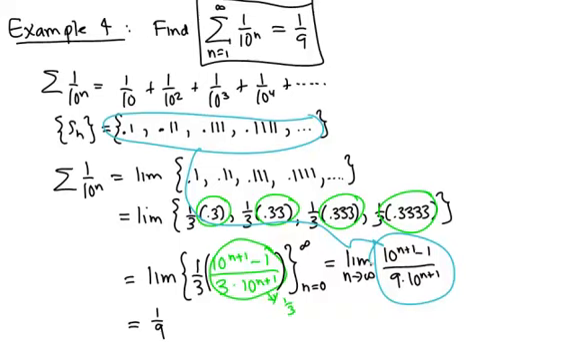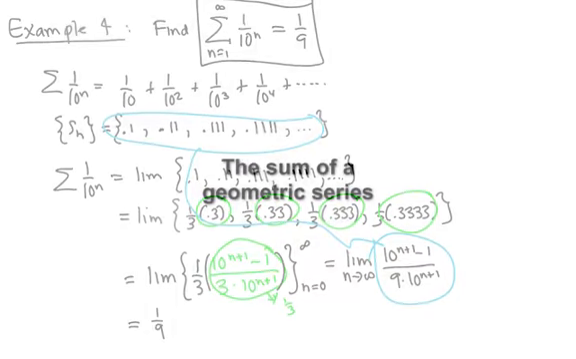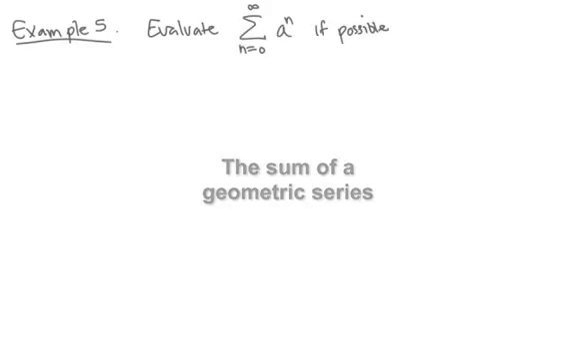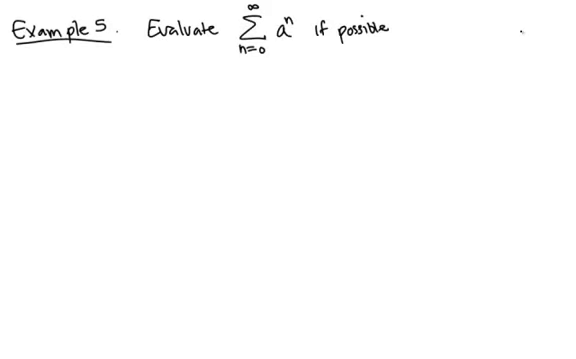However, there is a certain case where a formula for the partial sums is known. People have found it and use it all of the time, and that's the following. Evaluate the sum n goes from 0 to infinity of a to the n, if possible, where here a is a constant.